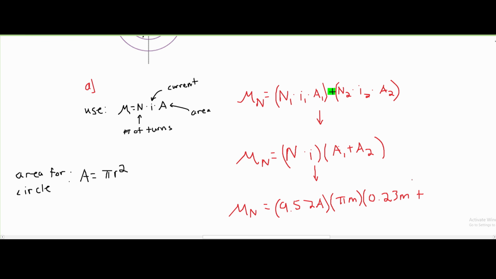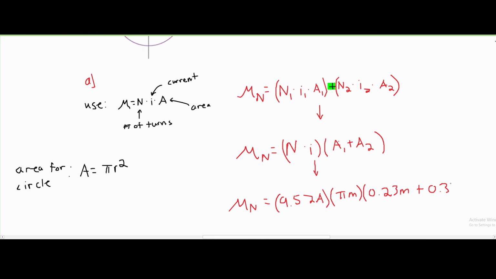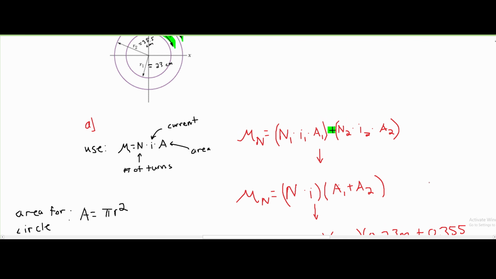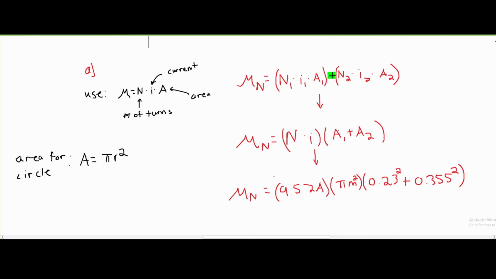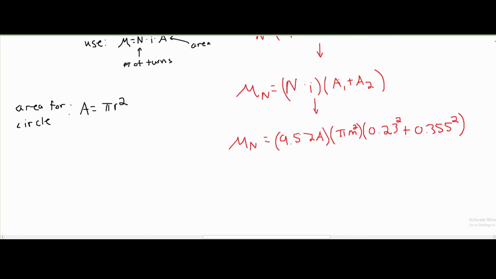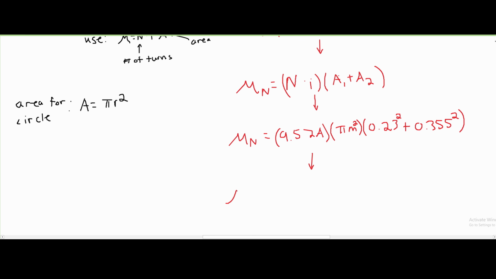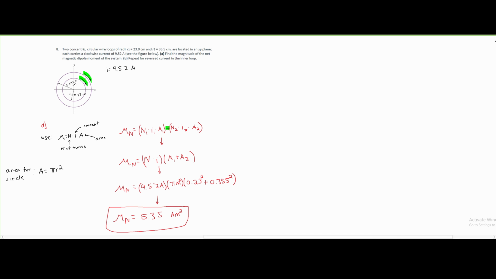0.23 meters plus 0.355, and we already have the meters out front, so we don't need it inside of our parentheses. And both of these are going to be squared separately like this. We also need to square our meters in here because it is part of the radius. After we plug everything into our calculator, we are going to get the magnitude net equaling approximately 5.35 amps times meters squared. That is our work for part A.